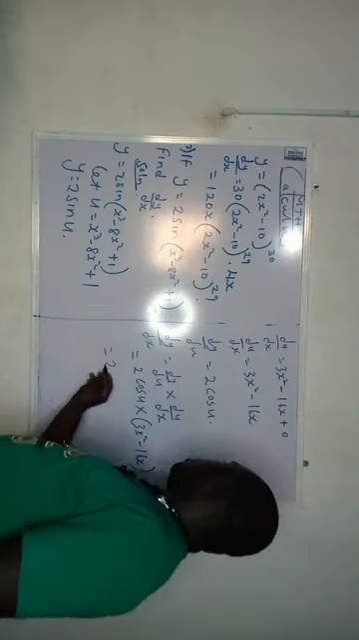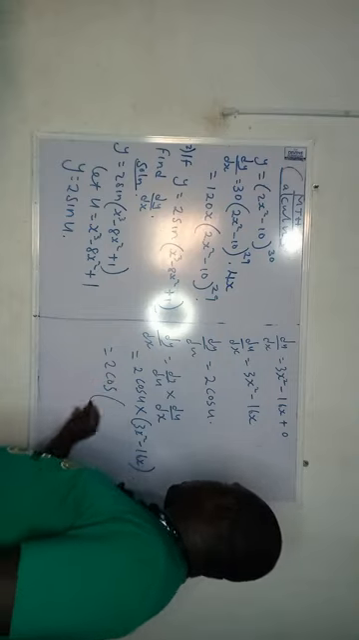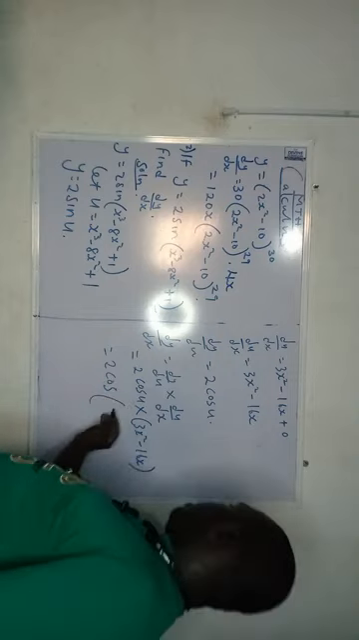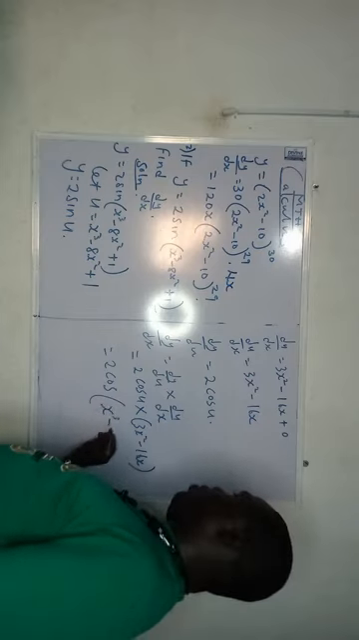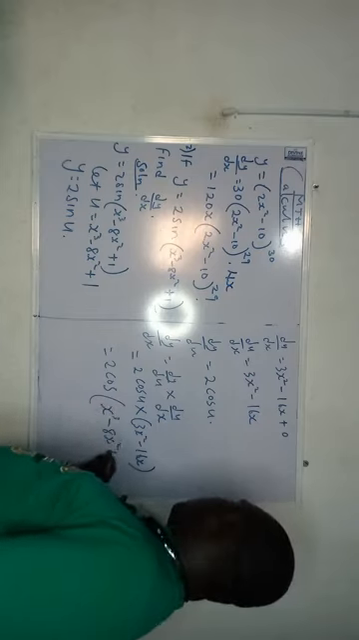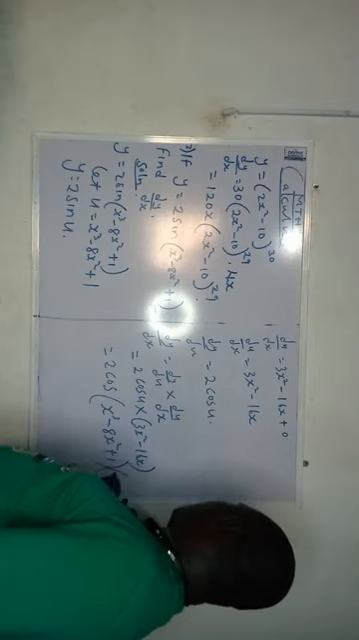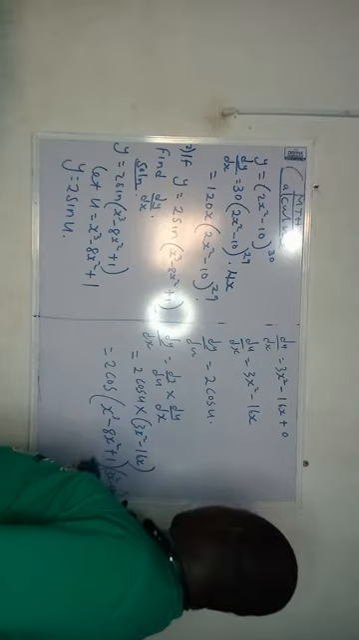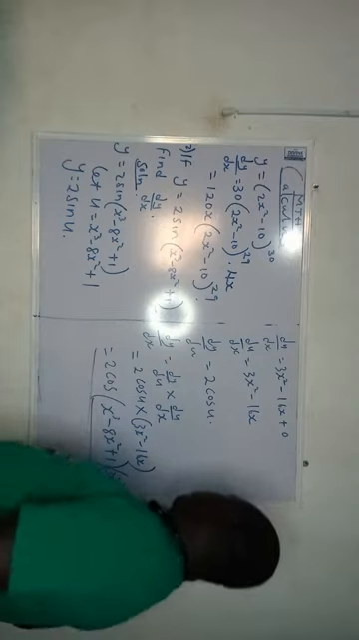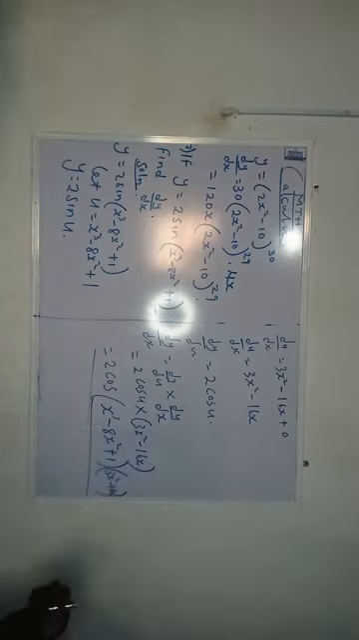So you have 2 cos. The question is, what's my u? My u is 3x cubed, 8x squared plus 1, and then 3x squared minus 16x. That's it.